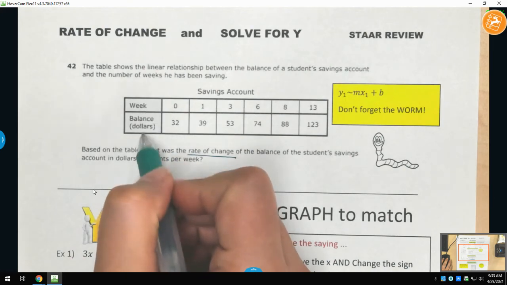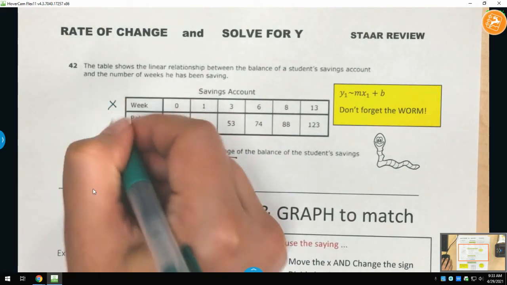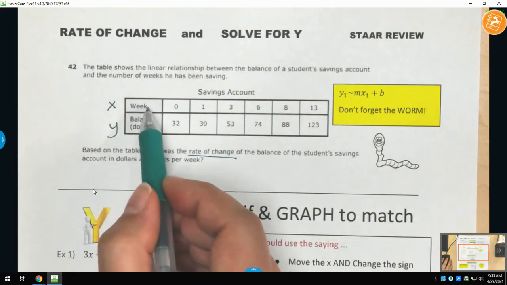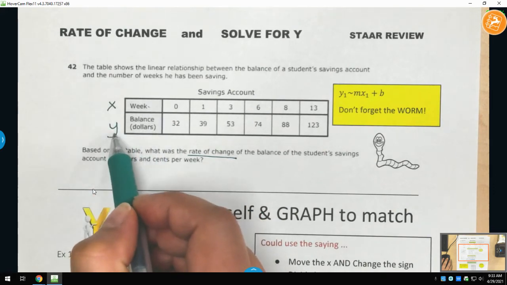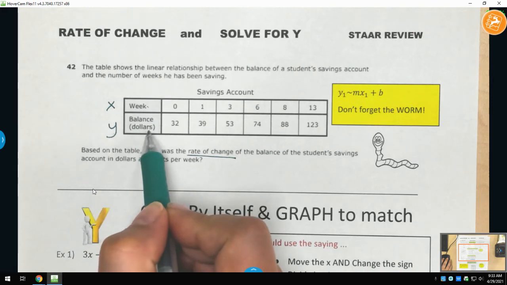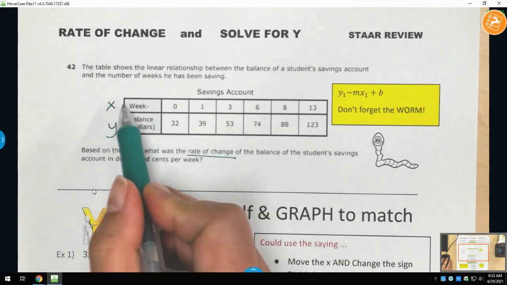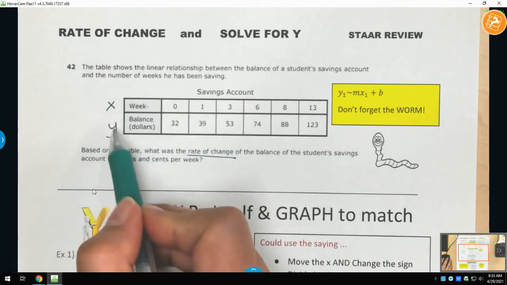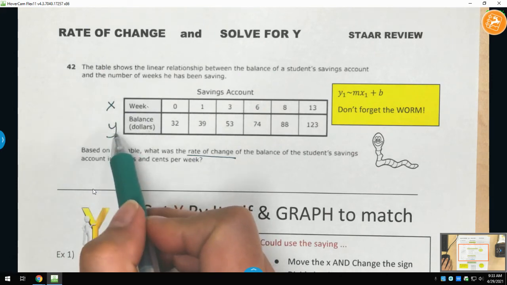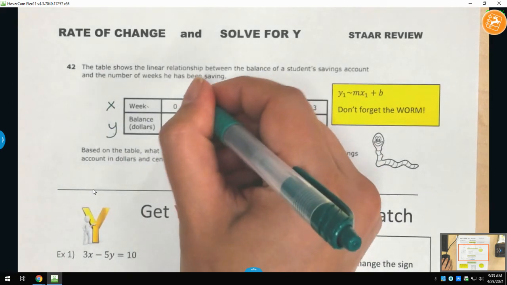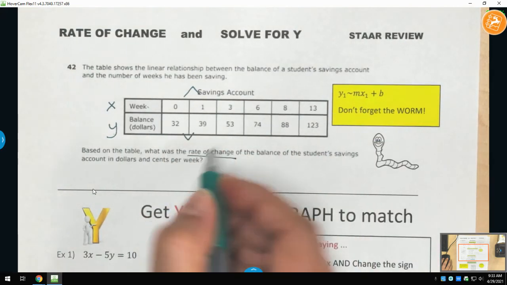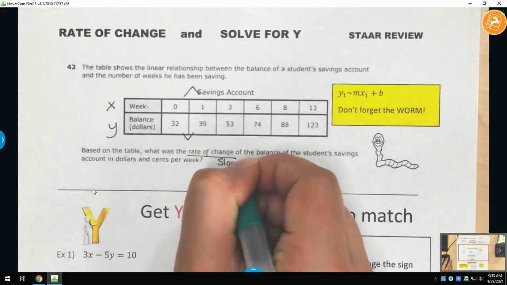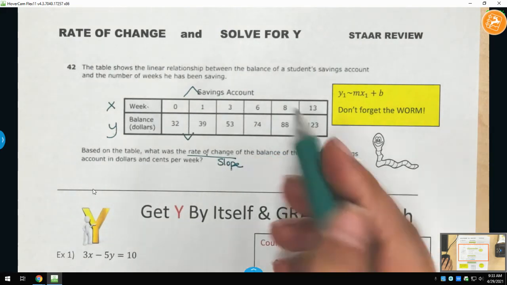I know that they didn't give us X and Y, but X and Y, right? So weeks, anytime they write them out like this, X is on the top, Y is on the bottom. So based on the week, the output is the balance. So just looking at that as far as our change in X and our change in Y, we just need one round of changes, right? As we know, rate of change means slope. So we're trying to find the slope of this line.